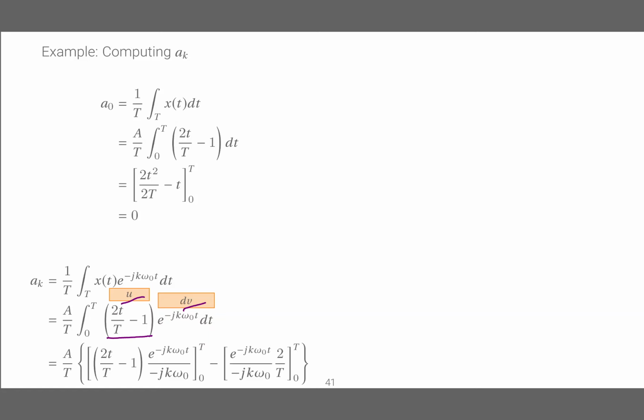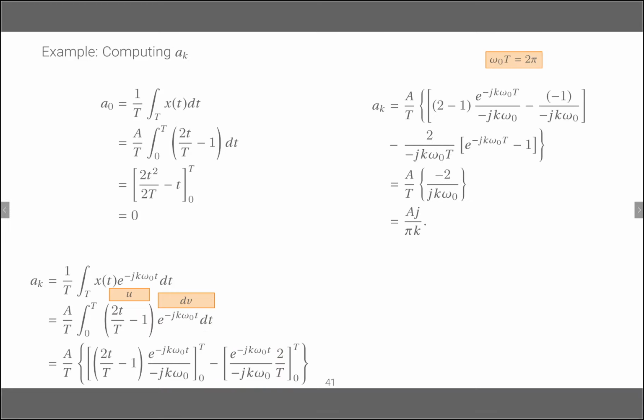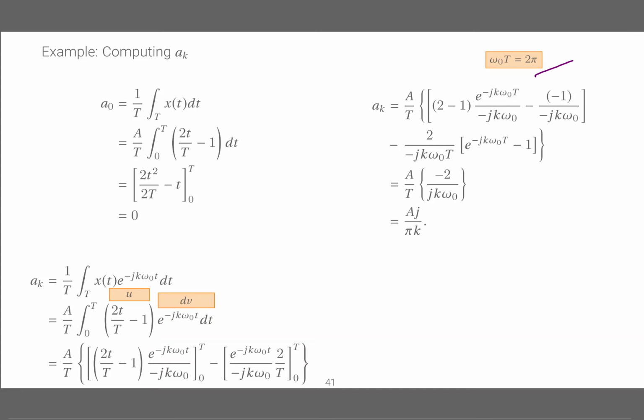So this is uv, and we have to include the limits, minus integral of v du. The derivative of this is 2 over T, this part. The integral of this is that. So now we need to apply the limits. Remember omega naught T is equal to 2 pi. For this we need to put 2 pi.